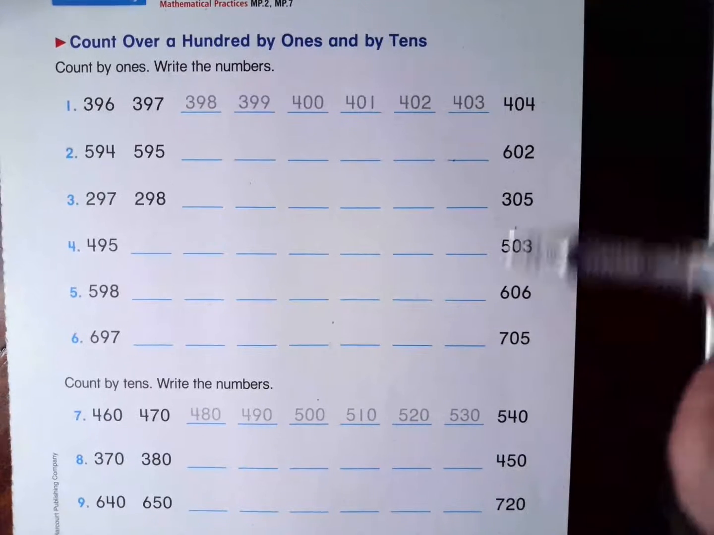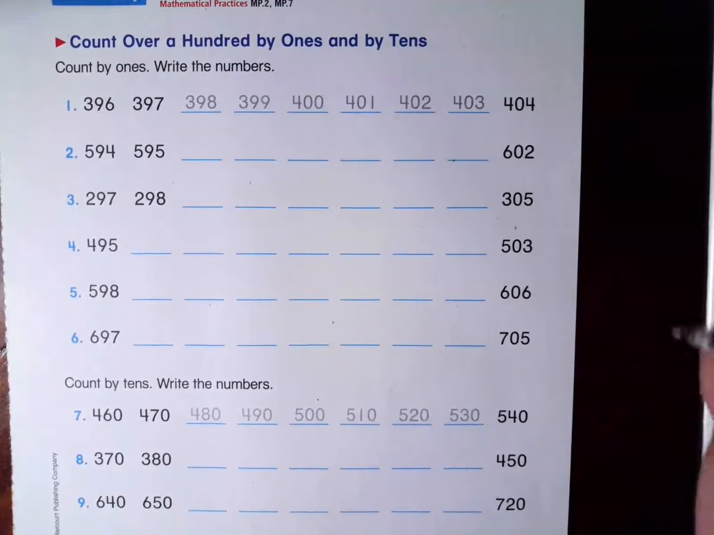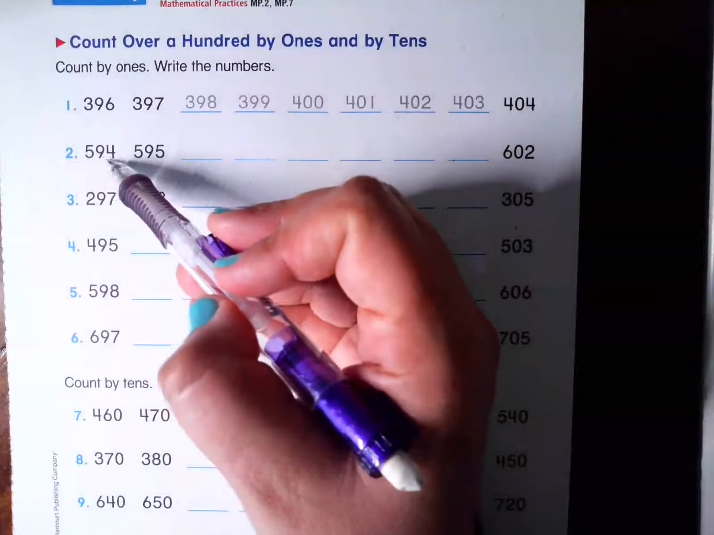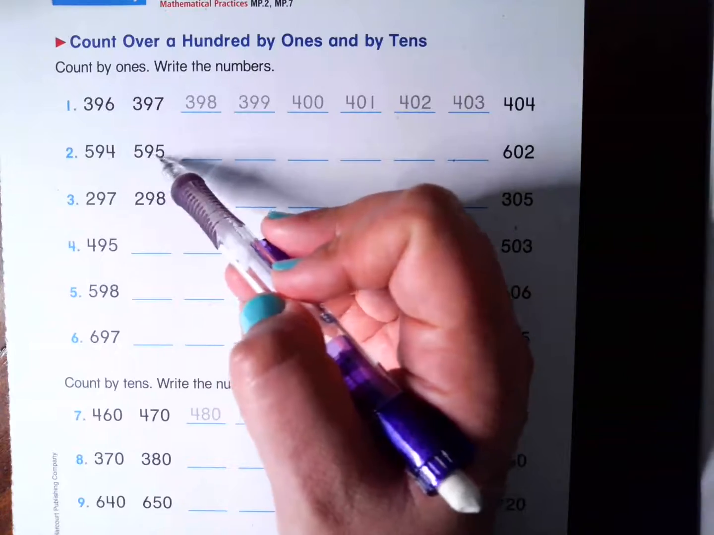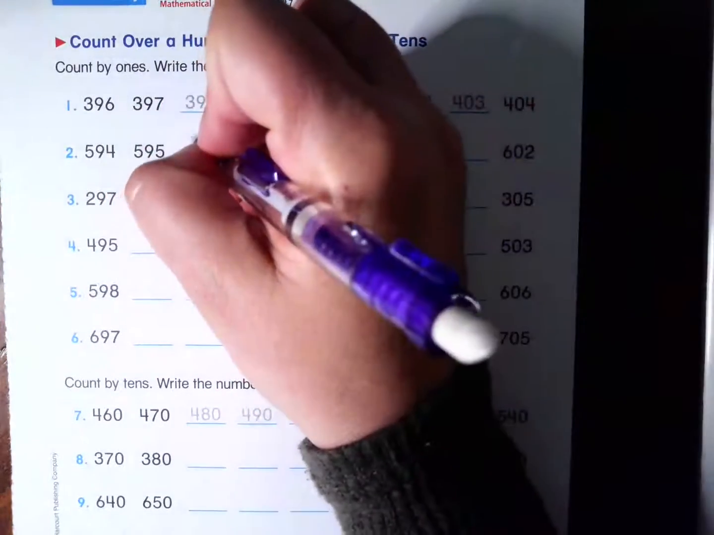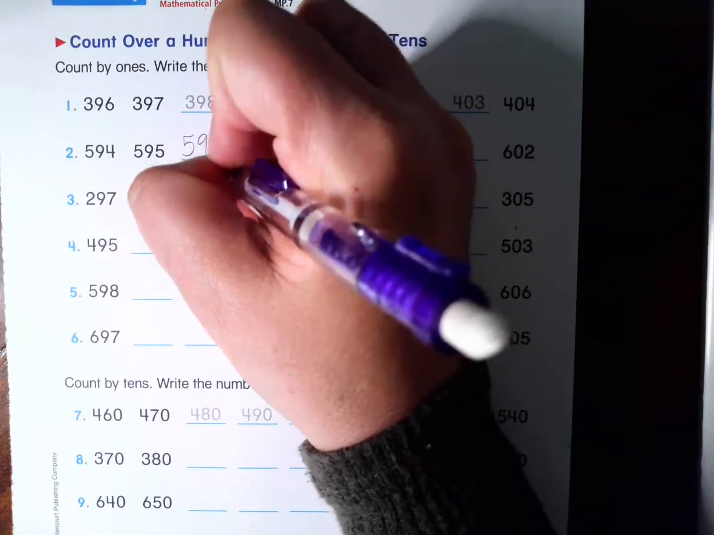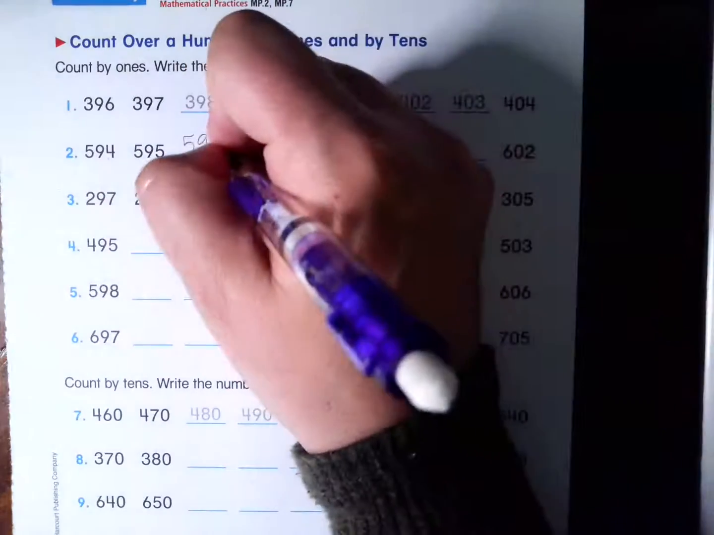Let's do number 2 together, and then I'll have you do 3 through 6 on your own. So we have 594, 595. The 100 stays the same. The tens and the ones change, or the ones change. The 10 stays the same also. Then we have 590. Those stay the same.